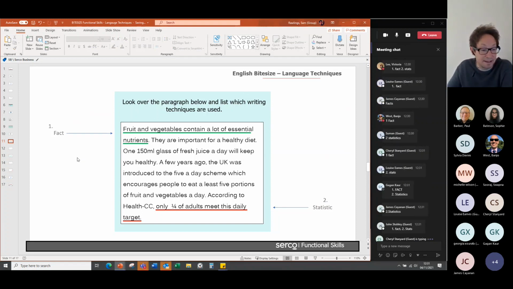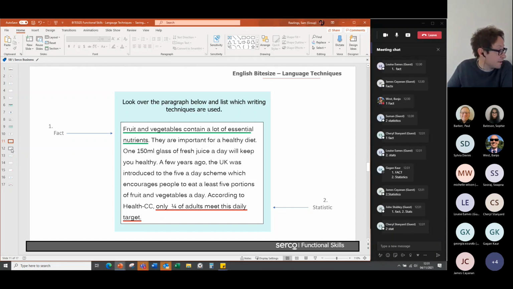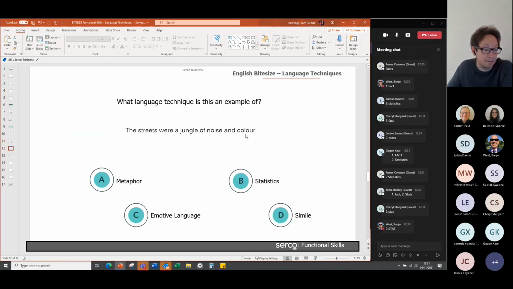That's facts and statistics. So the last question of the session then, just to wrap things up, is this one. Again, we've got multiple choice, A, B, C or D. Have a read of that, and in the chat box, tell me if you think the answer is A, B, C or D.